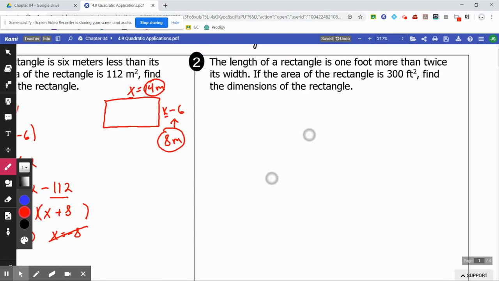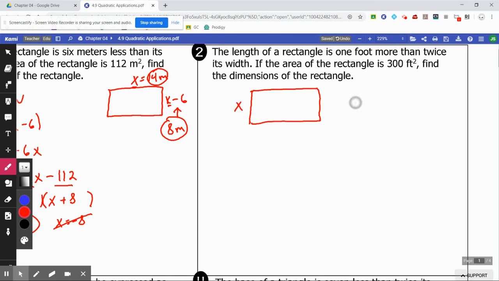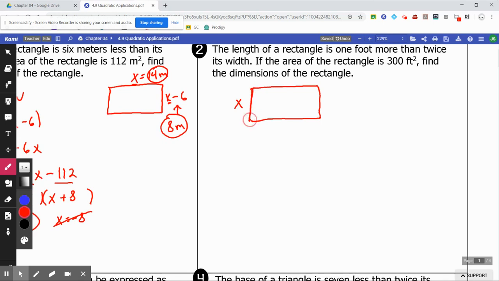Number two, the length of a rectangle is one more than twice the width. So let's draw our rectangle again. And it doesn't matter which one you let be length and width. If this is the width and the other one's the length, it says the length is one more than twice the width. So if we let this be our width, then the length will be one more than twice that width. So therefore, there's our dimensions.